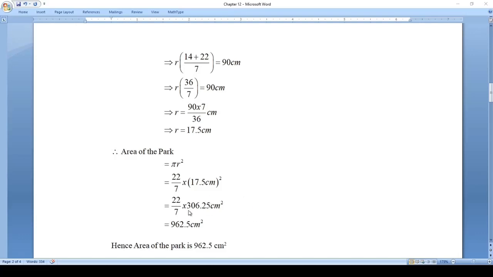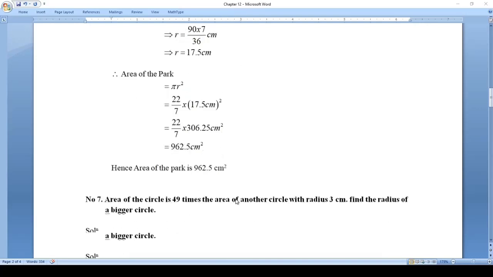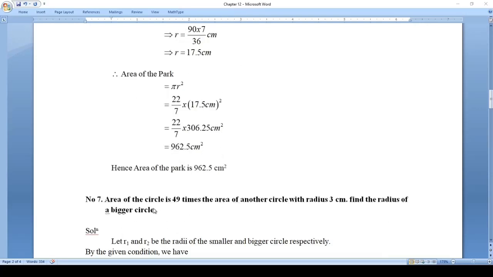The product you divide by 7, you will get 962.5 cm square. Hence the area of the park, whole park, is 962.5 centimeter square. Okay. Now next with the problem number 7.